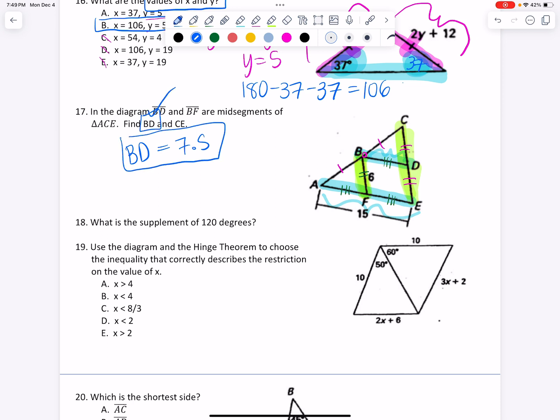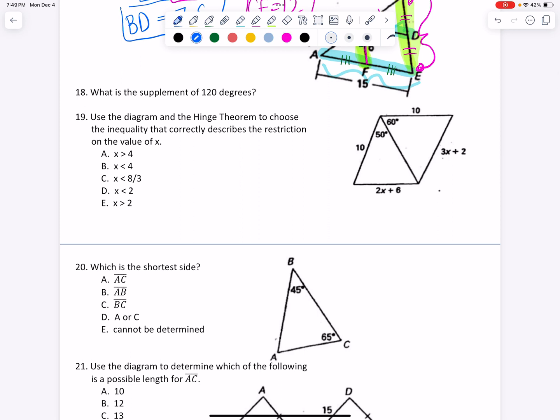Now I just need to find CE. Where is CE? CE starts here and goes to here. It faces the same way as the 6. That's the mid-segment. So to get CE, I'm just going to double 6, which is 12. So there is BD, and there is CE.